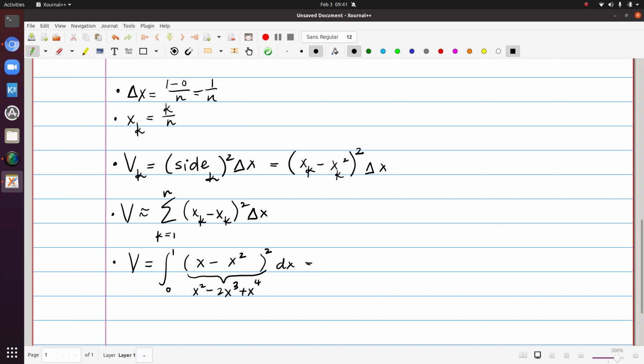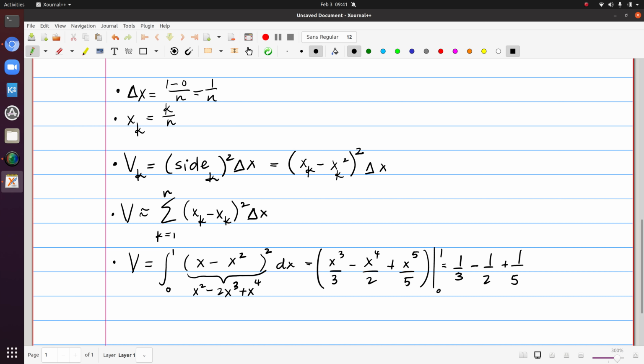So the antiderivative is x cubed over 3 minus 2/4, or 1/2 x to the fourth, plus x to the fifth over 5. We're evaluating this from x equals 0 to 1. So we get 1/3 minus 1/2 plus 1/5.